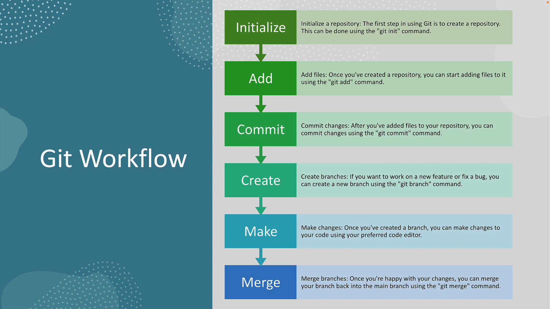Then you can make changes. Once you've created a branch, you can make changes to your code using your preferred editor. And then finally, you can merge those branches. Once you're happy with your changes, you can merge your branch back into the main branch using the git merge command. There's actually a lot more to it than this, but this is our baseline. This is the basic flow and the commands that we're going to use in our labs.